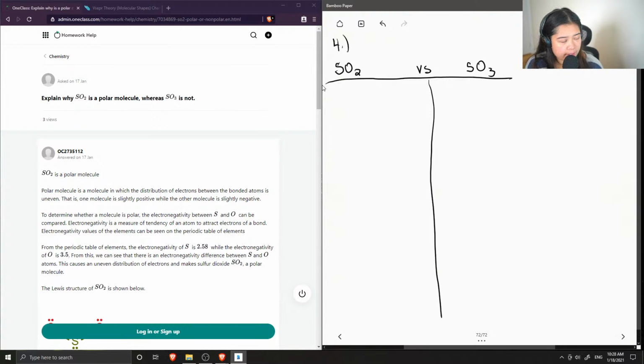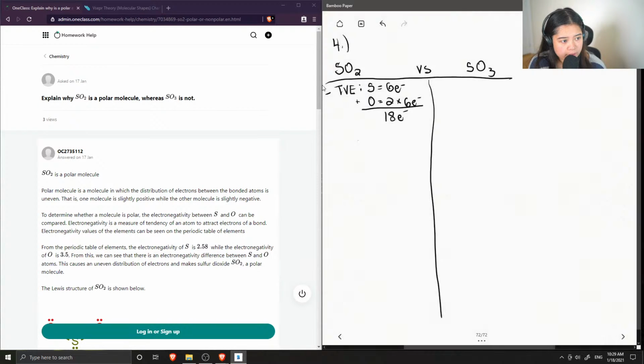Okay, so let's find out how many total valence electrons SO2 has. SO2 contains a sulfur that has 6 valence electrons and 2 oxygen atoms that also have 6 valence electrons each. So if we add it up, we have a total number of 18 valence electrons in SO2.